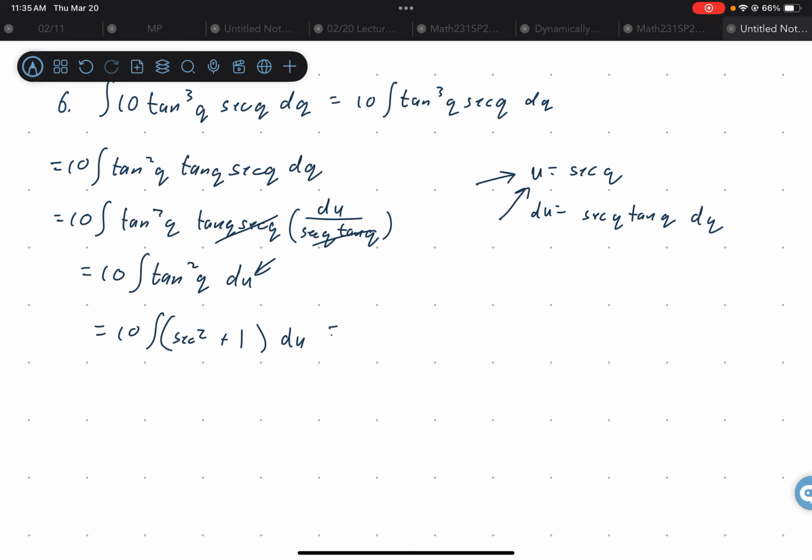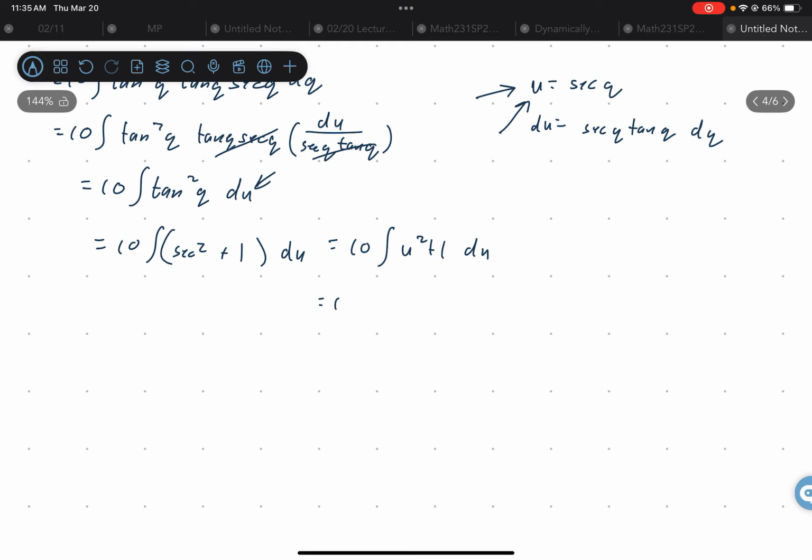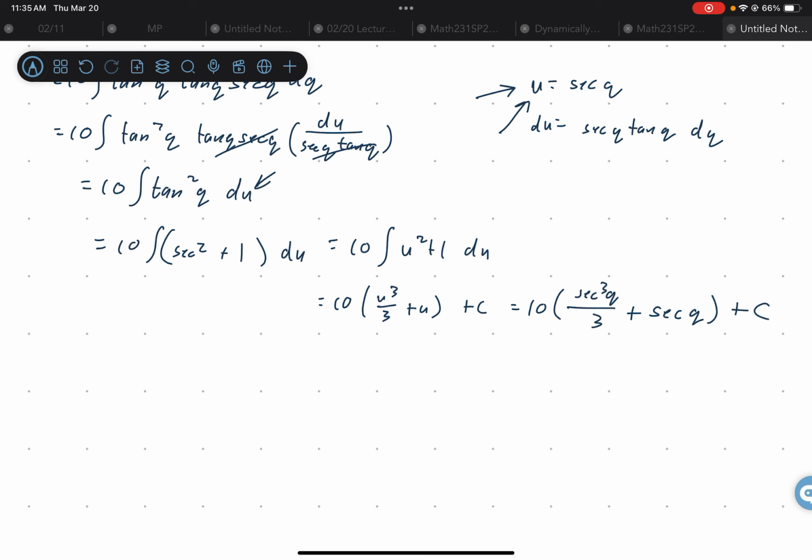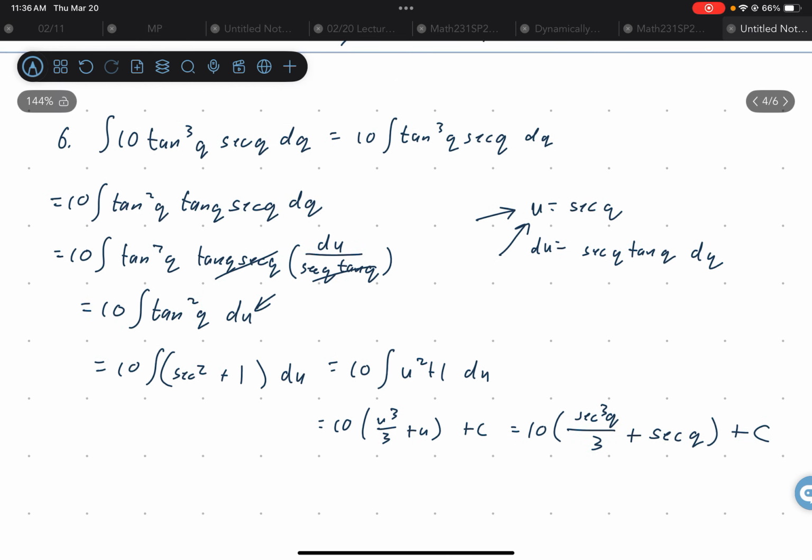So now we can write u in for secant. 10 integral u squared minus 1 du. There we go. So then 10 times u to the 3 over 3 minus u plus c, and that equals 10 times secant q cubed over 3 minus secant q plus c. And there we go. This one is definitely a bit tricky to handle at first, but definitely think about approaching it from different ways. And you might have to take multiple stabs at it too, but that's okay.